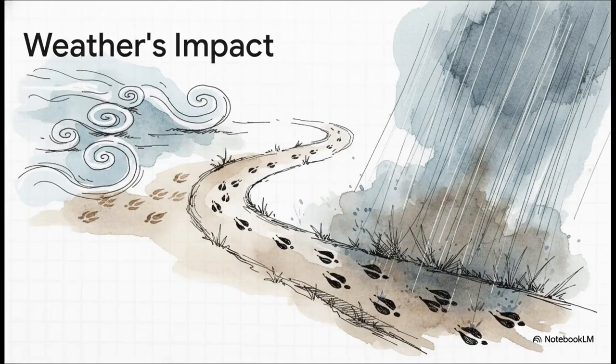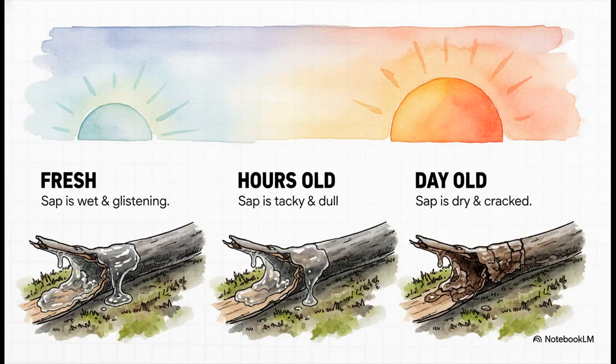Think about it this way. A good, strong wind or a bit of rain can actually wipe away all the old, confusing tracks. This creates a clean slate, which is great because it means any new track you find is guaranteed to be fresh. That's a huge advantage. But of course, that very same weather can completely obliterate the trail you're trying to follow, leaving you with absolutely nothing.